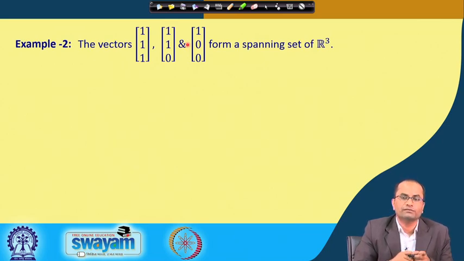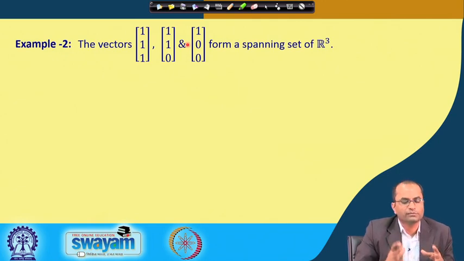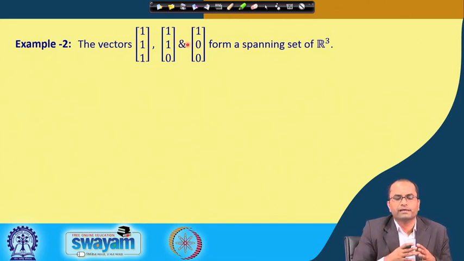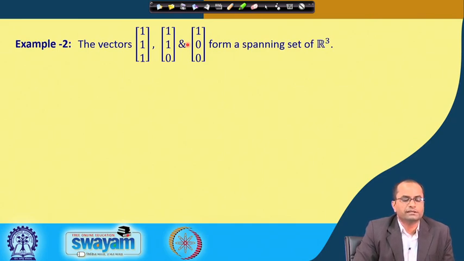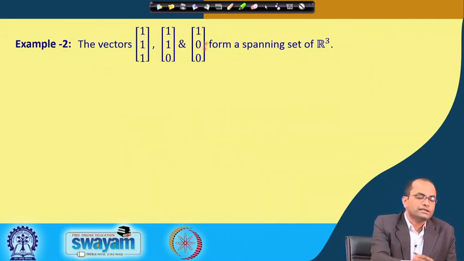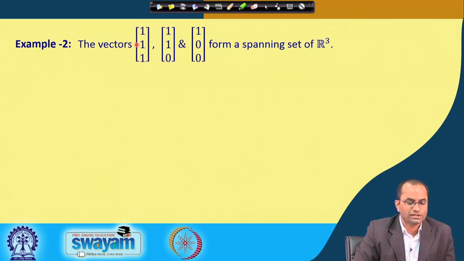We have seen already one example where the vectors were taken as 1 0 0, 0 1 0 and 0 0 1. This is another set, and again we are claiming that this forms a spanning set of R3. So, naturally this spanning set is not unique. We can have a different set of vectors that span the same vector space. Here is another example where we will see that this set can also span R3. That means any element of this R3 we can write down as a linear combination of these three vectors.